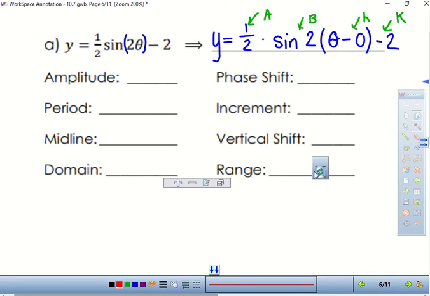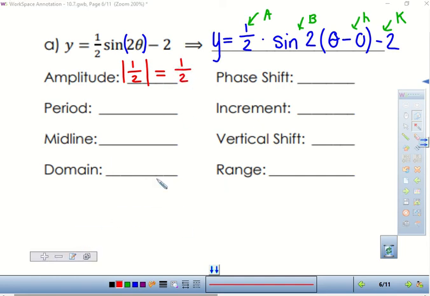So we're going to go through and identify our key features. Amplitude is what? 1/2. Everybody good with how I got the amplitude? Phase shift is your h, so that's just 0. Period is 2 pi divided by b, which is what here? 2. Good, which comes out to be pi. Very good. So this means this graph has a really short lifespan. It's going to cover all of its critical points just from 0 to pi, so it's a little faster.